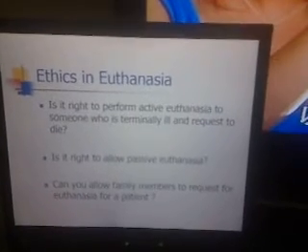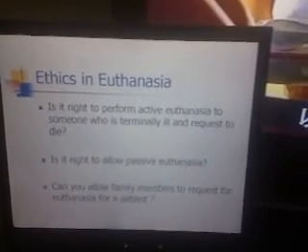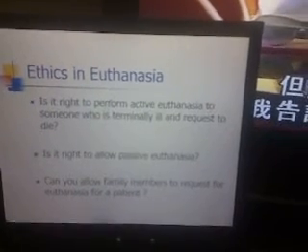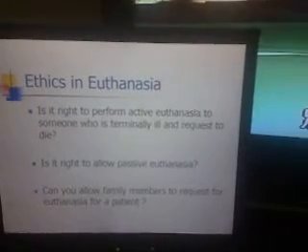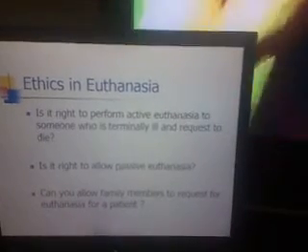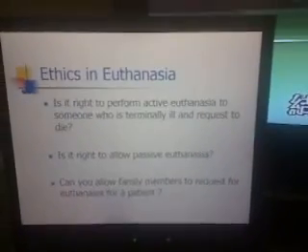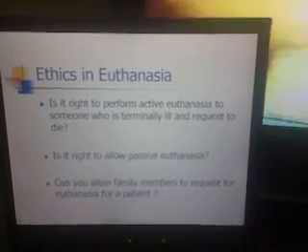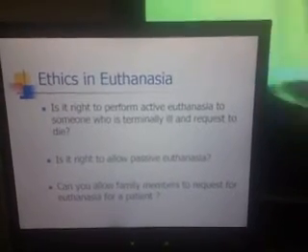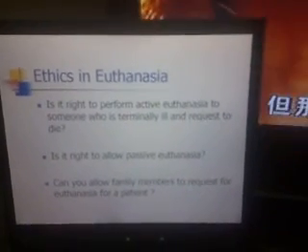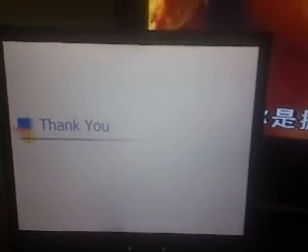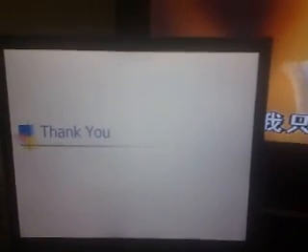Some of the issues we need to think about: is it right to perform active euthanasia on someone who is terminally ill and requests to die? Now, we know the difference between active and passive euthanasia, so do you think passive euthanasia is better and active euthanasia we should not condone? And of course, do you allow the patient to request for it, or do you also allow family members to request for it if the patient is unconscious? So these are some of the things that you need to consider about euthanasia.